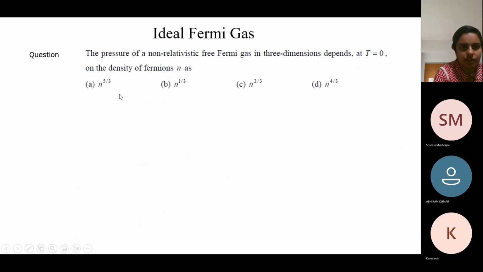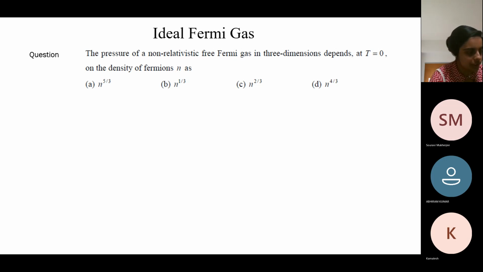So this is the first question that we just now solved, that the pressure of a non-relativistic free Fermi gas in 3 dimensions depends, at T equal to 0, on the density of fermions as n to the power 5 by 3, right? This is what we just solved.